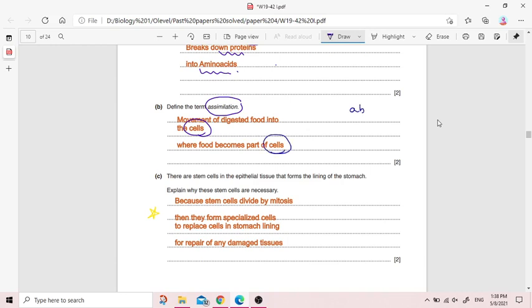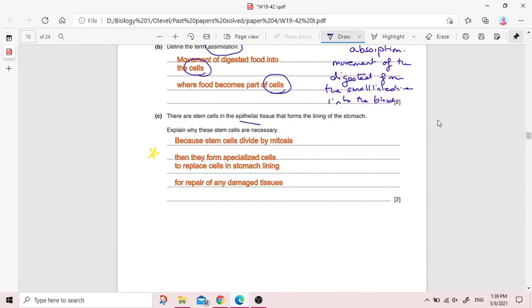طب what about the definition of absorption? ايه هو الabsorption؟ الabsorption is the movement of the digested food from the small intestine into the blood. يبقى ال digested food it goes from the intestine to the blood, ده كده ايه؟ absorption. أما from the blood into the cells يبقى this is assimilation.